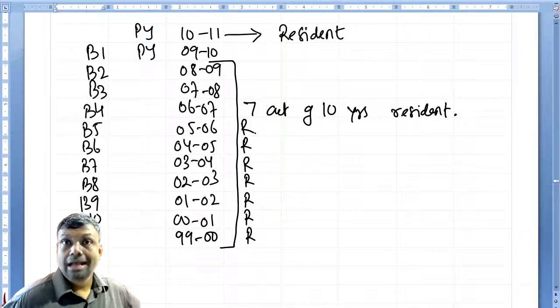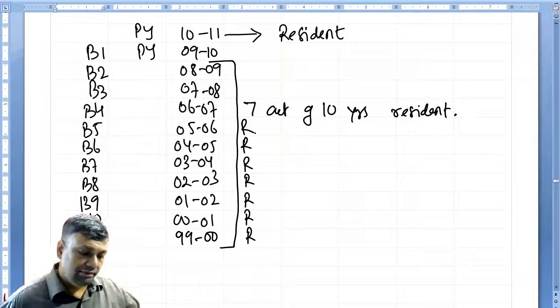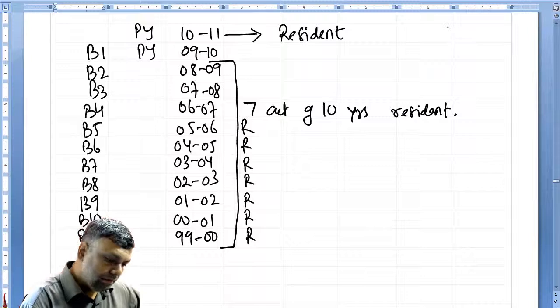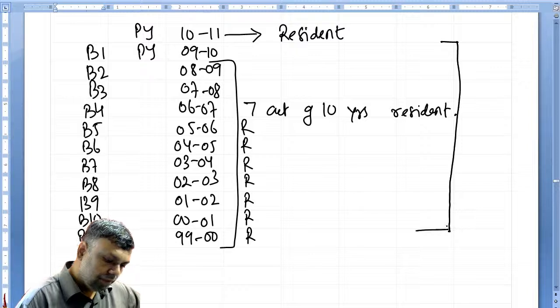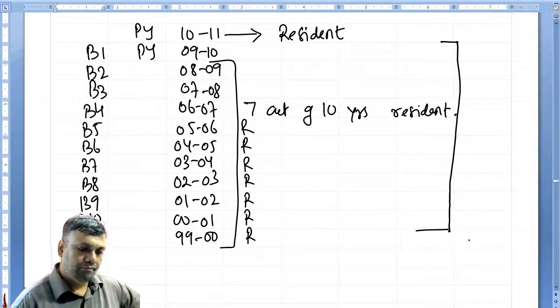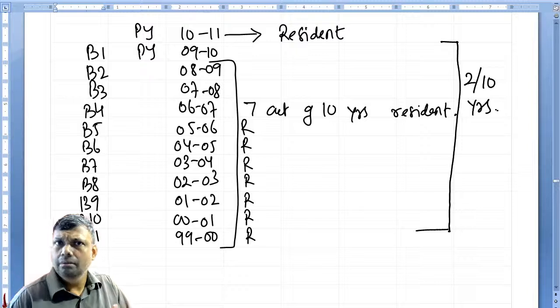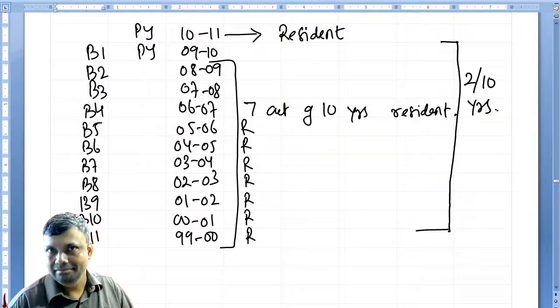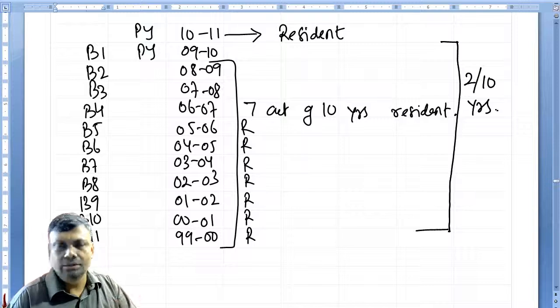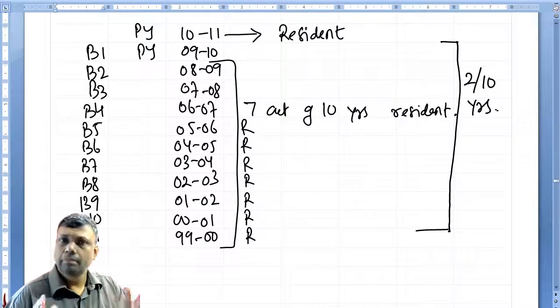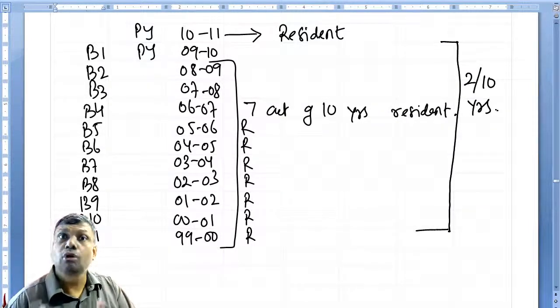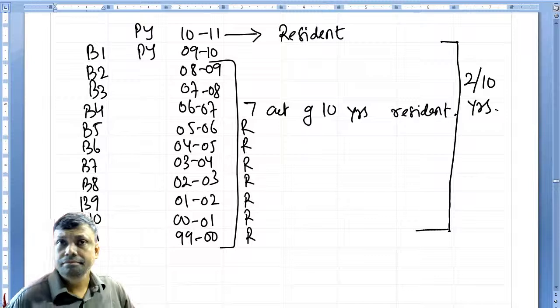But now if you calculate 10 years from previous year 10-11, that means 10 years from here to here, that 1 year I have to remove. So you want 2 out of 10 years preceding the previous year. Whichever you take, that 2 years condition will get satisfied. Just for understanding, friends, you don't need to write these things in the exam. So condition 1 of the additional conditions, 2 out of 10 years resident, is satisfied.